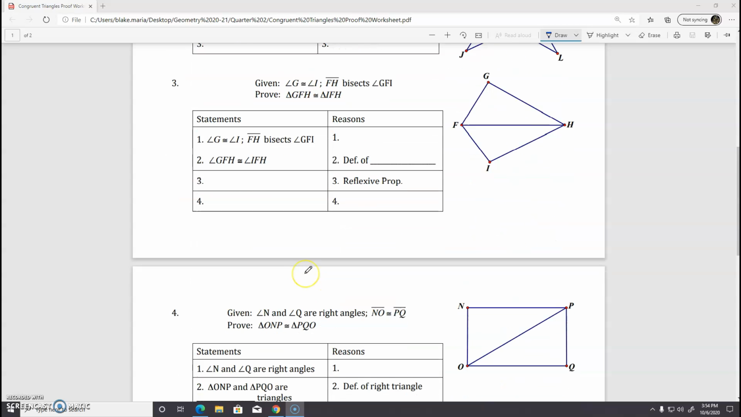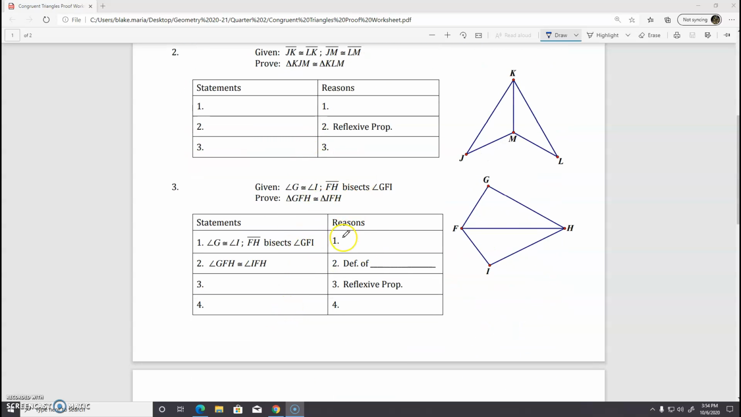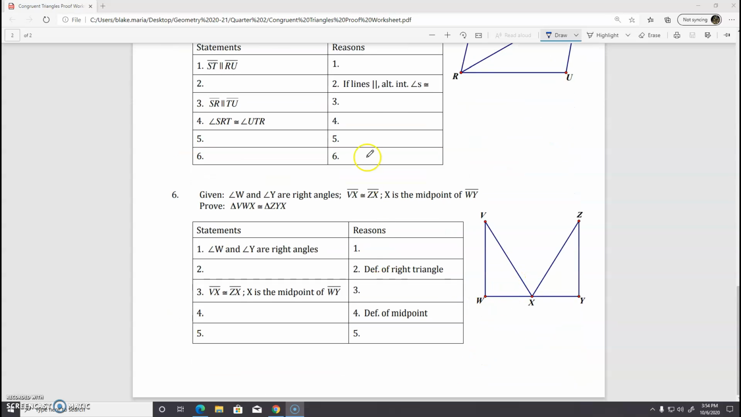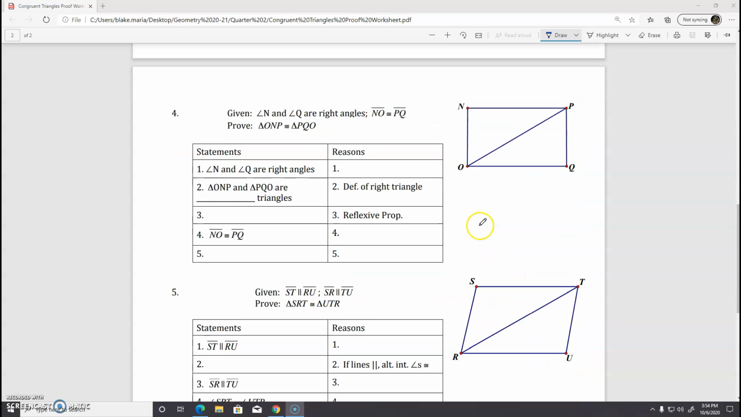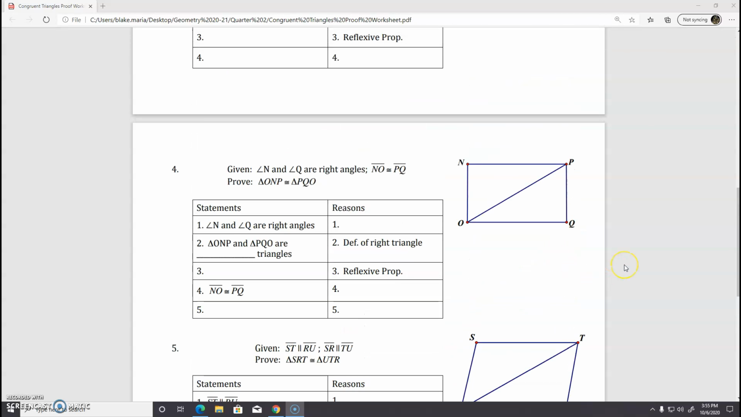I'm going to skip the first three because I feel like those are some of the easier ones and I want to give you a chance to try those on your own. And I'll do some of the harder ones with you on the second page. So I'm actually going to do number 4 and number 5 with you. All right, so let's do number 4 first.